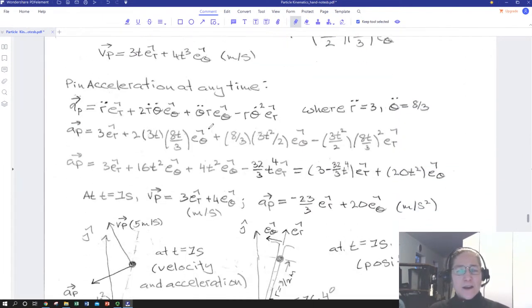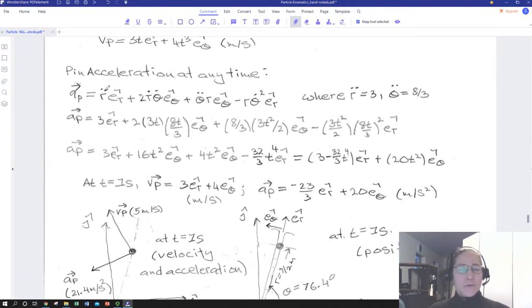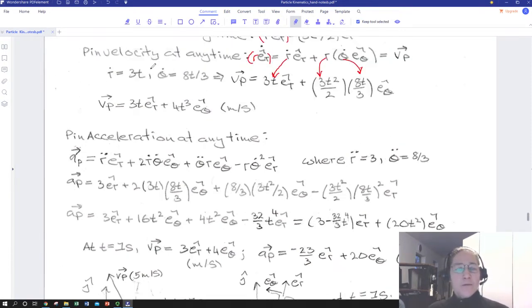Okay, so next up is acceleration, and we're going to start with our general expression for acceleration in terms of r hat and theta hat. And again, this is the one that we derived in some earlier lectures. We can take the second time derivative of r. Remember, our first time derivative was 3t. Now we just take another time derivative and we get 3. And we do the same for theta. So acceleration for both of these expressions is constant.